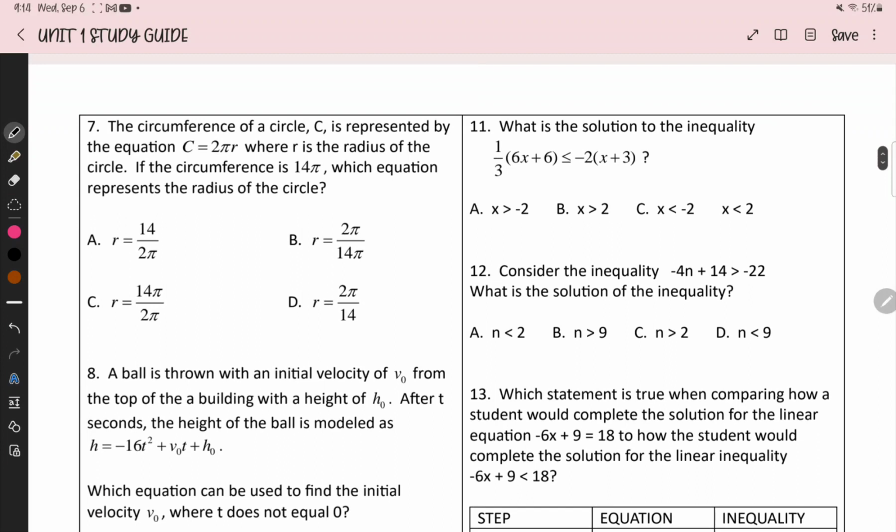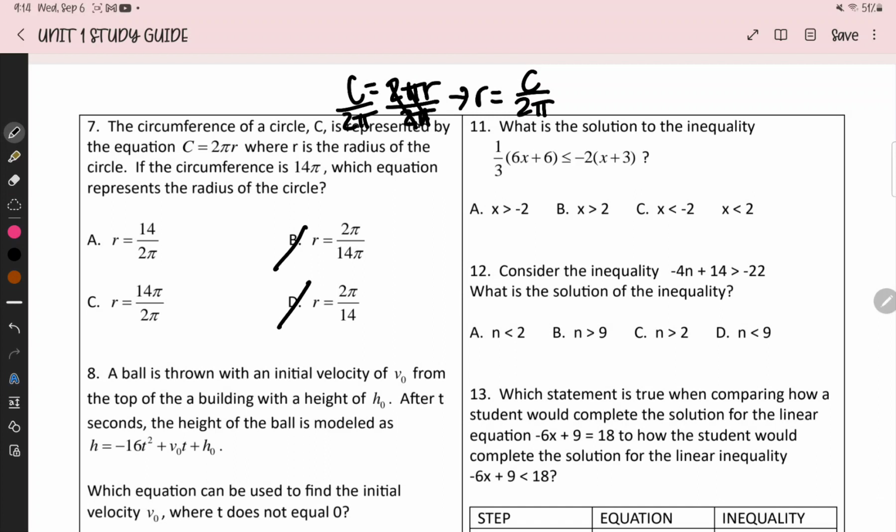All right, number 7. They ask us to solve for r, and then they tell us what the circumference is. The equation is c equals 2 pi r. I want to solve for r, so I'm going to divide both sides by 2 pi. When I do that, I get that r is equal to circumference over 2 pi. So I'm going to eliminate the options that don't have a 2 pi as a denominator, and that's B and D are completely out.